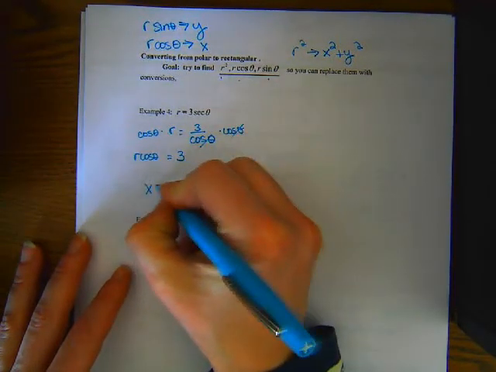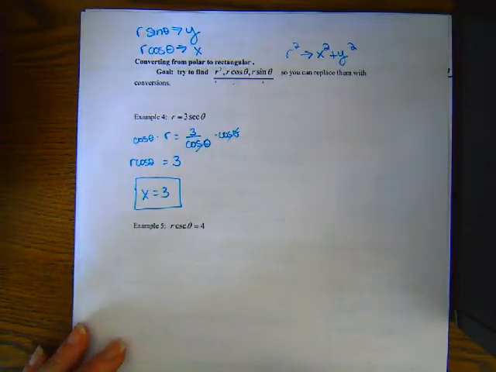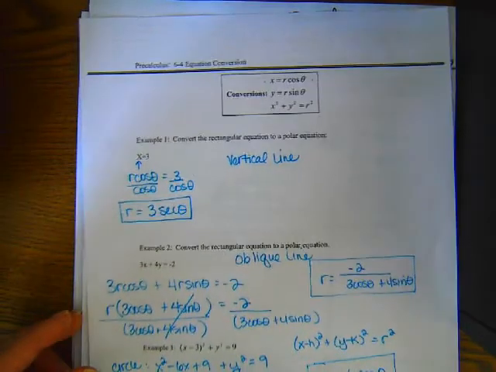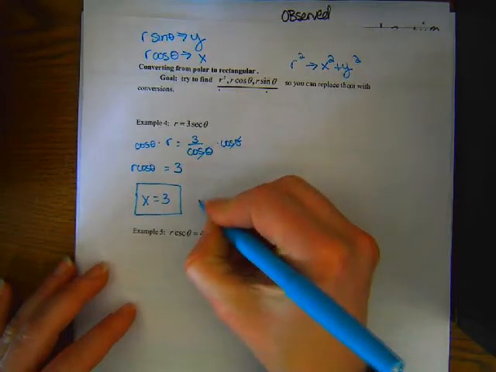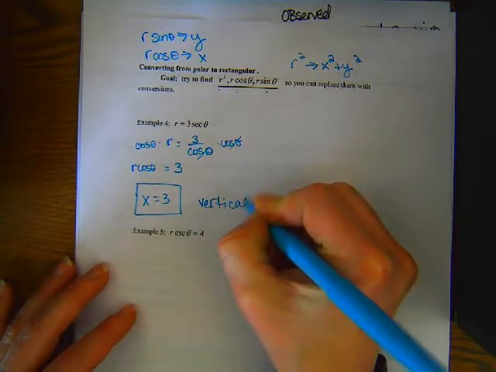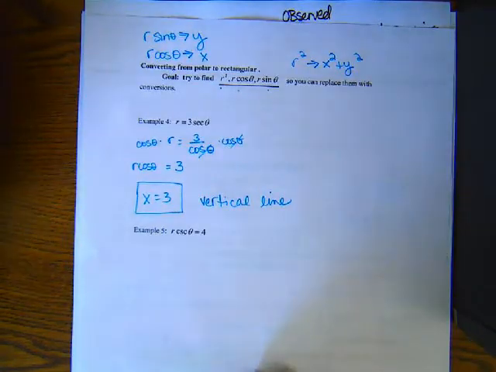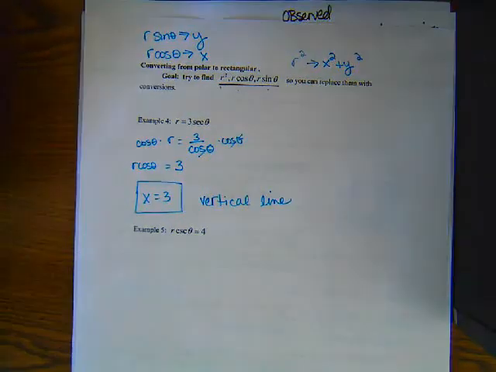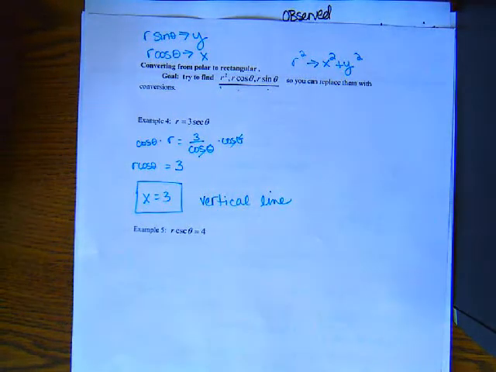And we are trying to, remember, go back to rectangular mode. That means we're trying to get rid of r and theta. Our r cosine theta is the same as x, and we have x equals 3. And this should be familiar because we just reversed basically what we did in example 1. So we should know then that this is a vertical line.